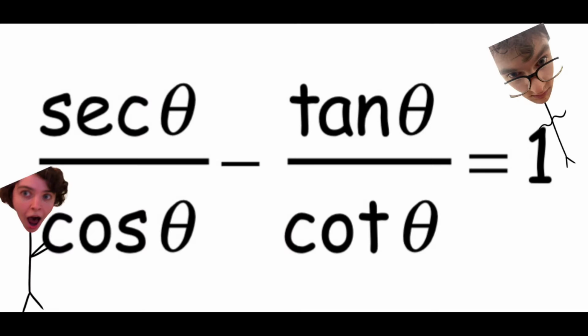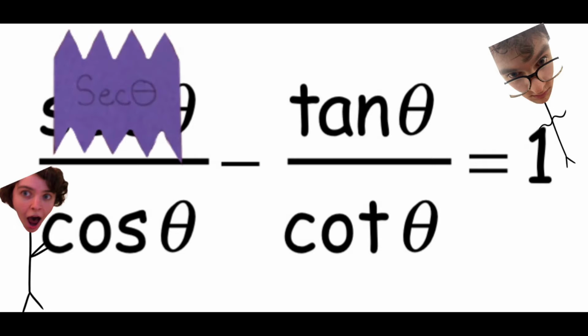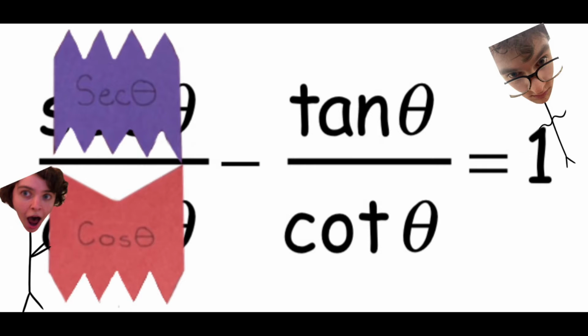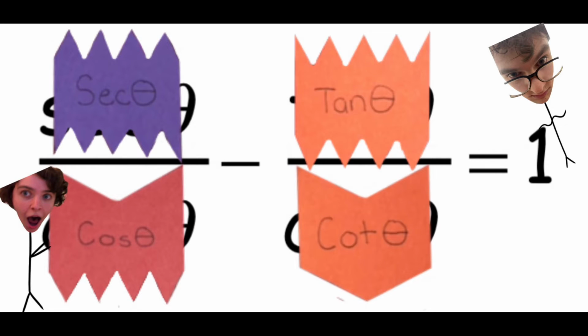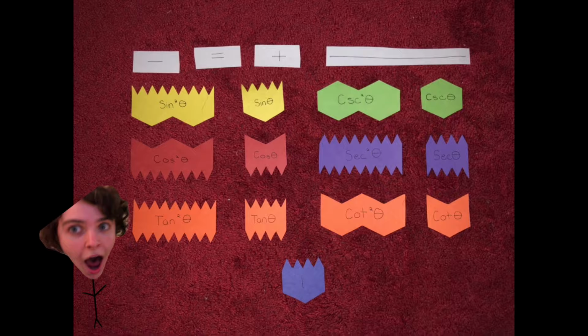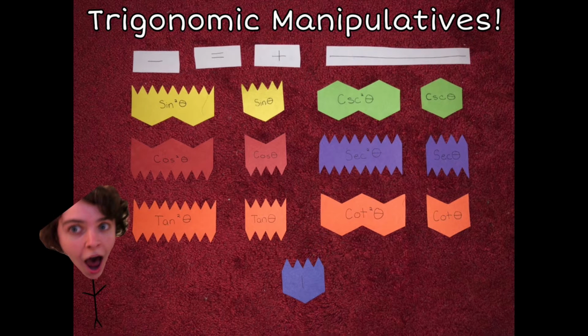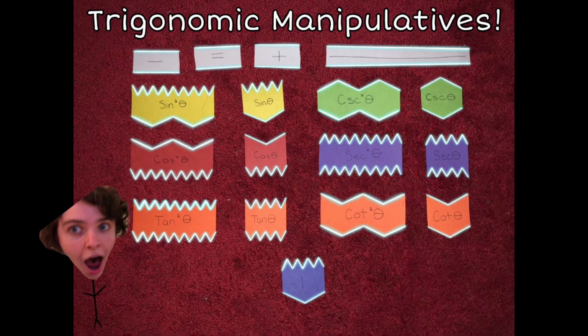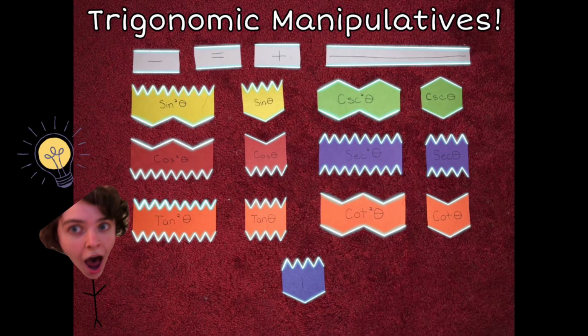Bills and I will be proving that the trigonometric identity of secant of theta over cosine of theta minus tangent of theta over cotangent of theta is equal to 1. We will do this by using trigonometric manipulatives, which each have their own shape representing their own function, which will be used to help solve this identity.